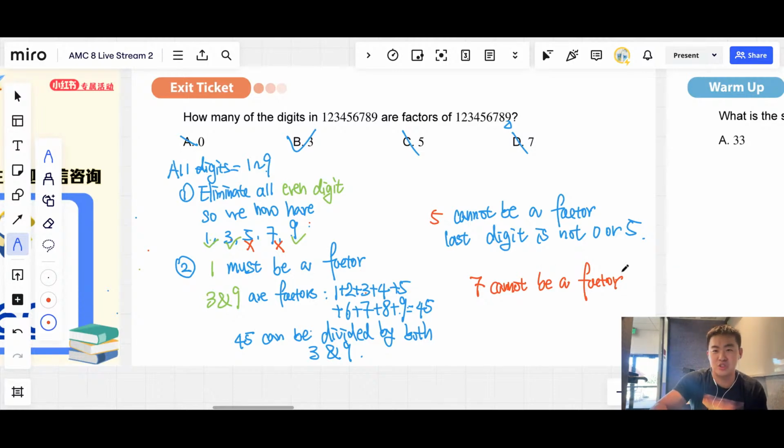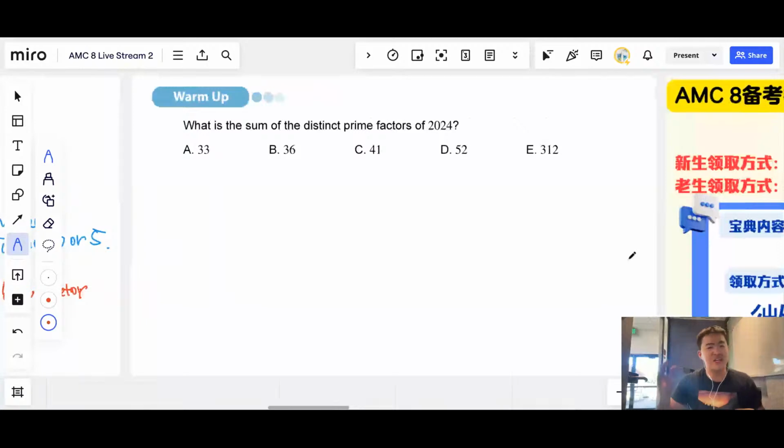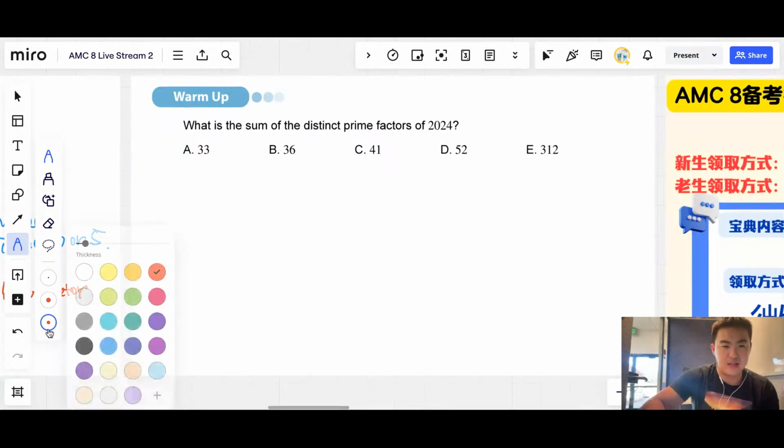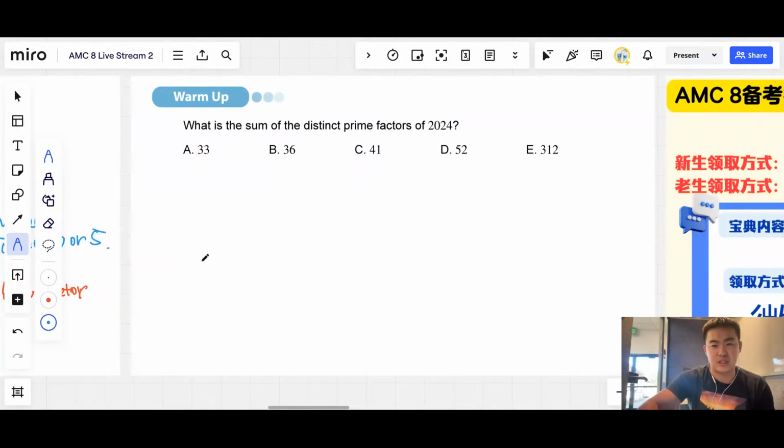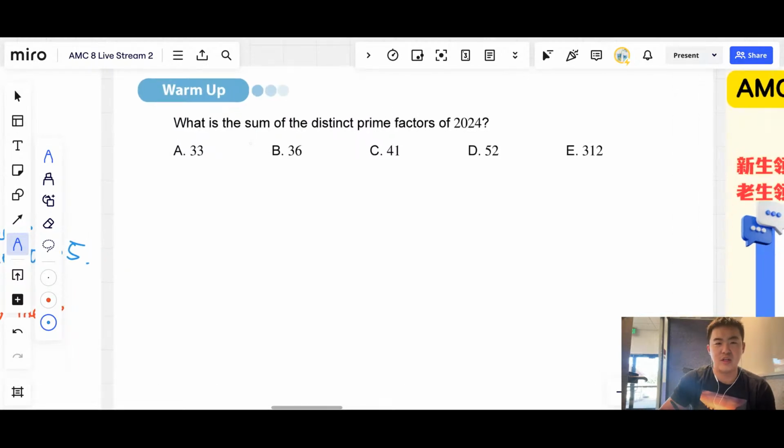And we are going to try a problem that's still in number theory, but uses a different approach. So warm up. It's asking for what is the sum. Let me highlight the keywords here. The keyword is sum. Can I zoom in a little bit? Good. So what is the sum of the distinct prime factors?